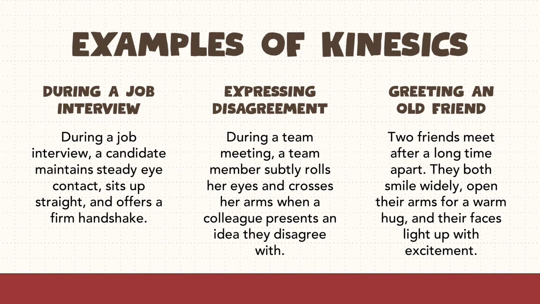Examples of kinesics. During a job interview, a candidate maintains steady eye contact, sits up straight, and offers a firm handshake. These kinesics indicate confidence, professionalism, and a positive attitude. Another example, expressing disagreement. During a team meeting, a team member subtly rolls her eyes and crosses her arms when a colleague presents an idea they disagree with. This example highlights gesture and eye contact, which convey disagreement without using words.